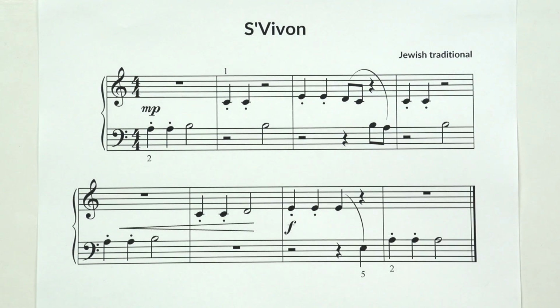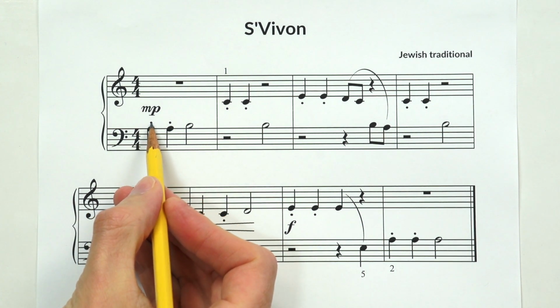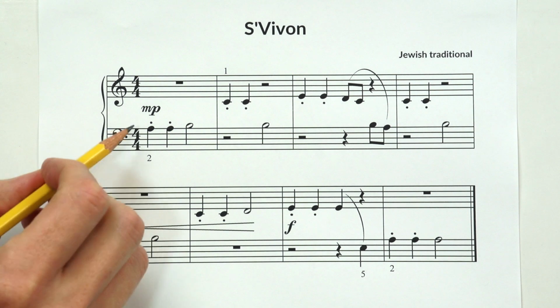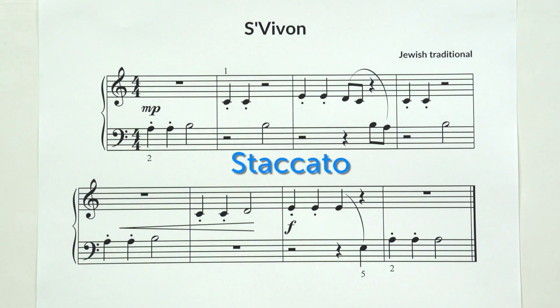Here's the sheet music to Ce Vivant. Let's take a look at this first line. What do you notice? You probably notice that some of these notes have staccato dots over them. Remember, this little dot is called a staccato, and it means we're going to play the note with a quick release, like this.